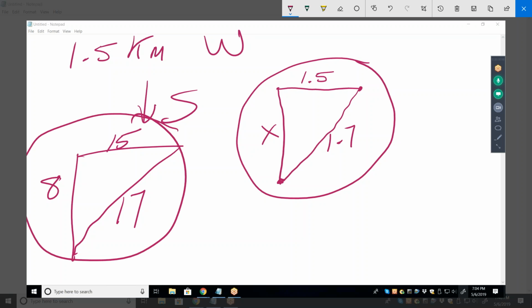Does this triangle look similar to this triangle? It's a tenth of the other triangle. In other words, instead of 15, I got 1.5. Instead of 17, I got 1.7. So instead of 8, what am I going to have? 1/10 of 8.